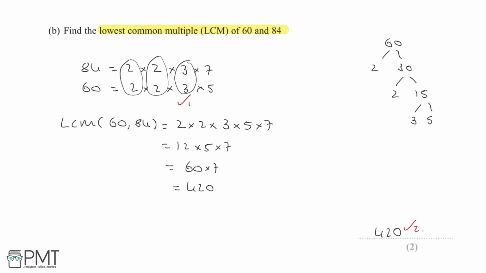Note, you could have written it as 2 times 2 times 3 times 5 times 7, okay? If you express it like that, you do get 1 mark for it. However, because it said the lowest common multiple, you should always give the final number, okay? So you would expand it out and solve it.